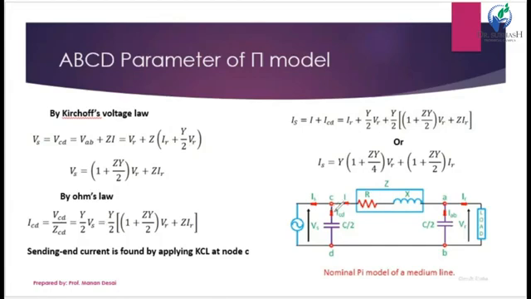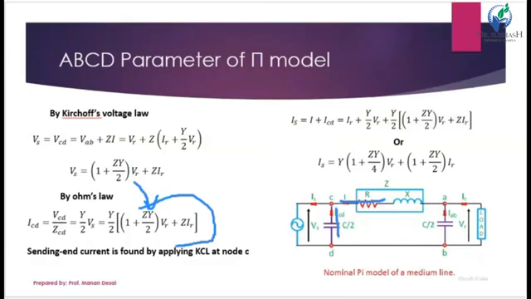By Ohm's law, ICD is equal to VCD upon ZCD, so Y by 2 VS, where VS is the voltage at node C. The sending end current is found by KCL at node C. So IS is equal to I plus ICD, which is equivalent to IR plus Y by 2 VR plus Y by 2 VS. So total IS is equal to Y times 1 plus ZY by 4 times VR plus 1 plus ZY by 2 times IR. So ultimately we have IS.